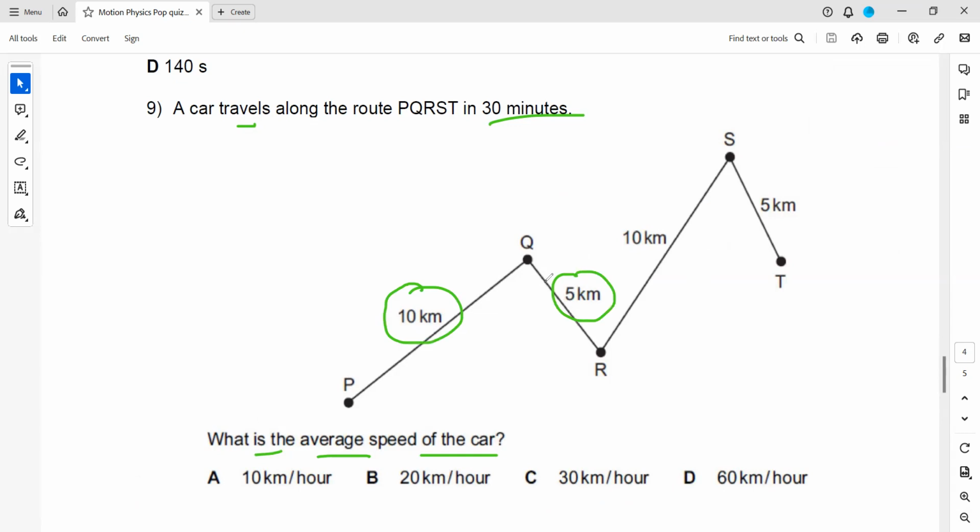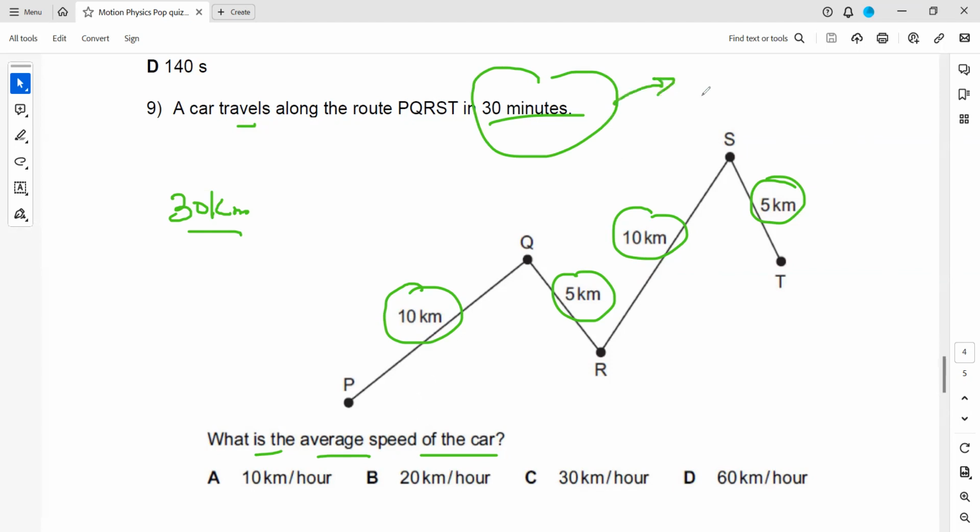10, 5, 10, 5. So the total distance, when we sum, it will be 30 kilometers. What about the time? Because it took 30 minutes, but all the options of the speed are given in kilometer per hour. So we have to convert this time into hours.